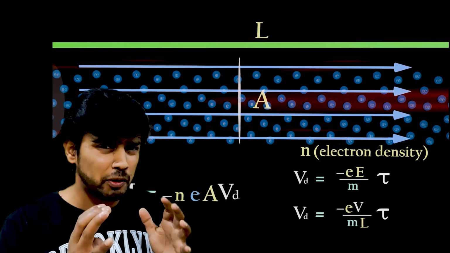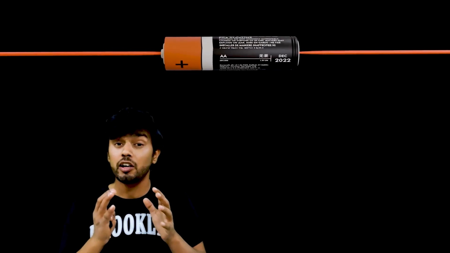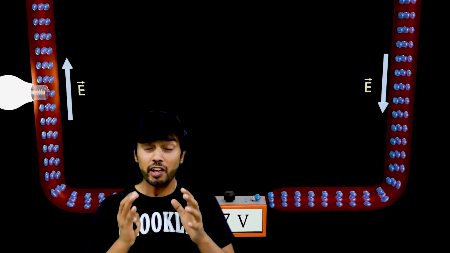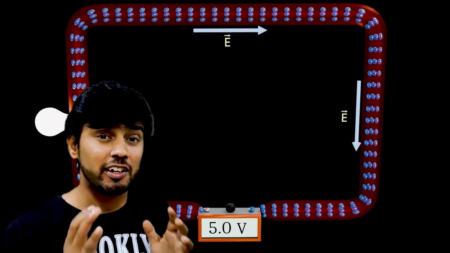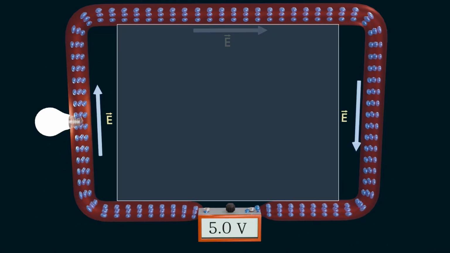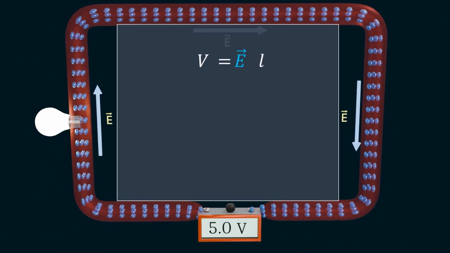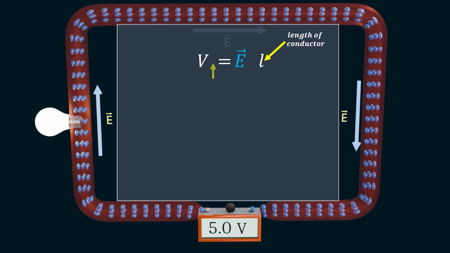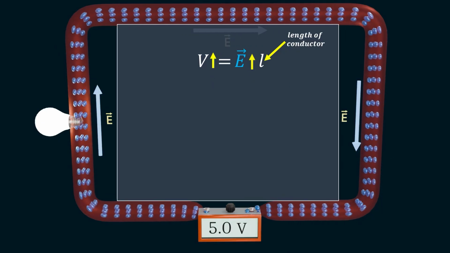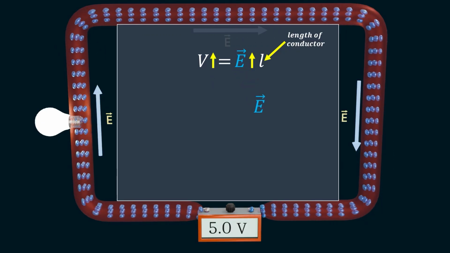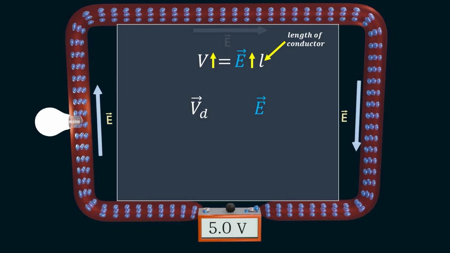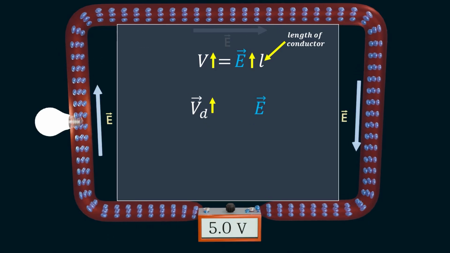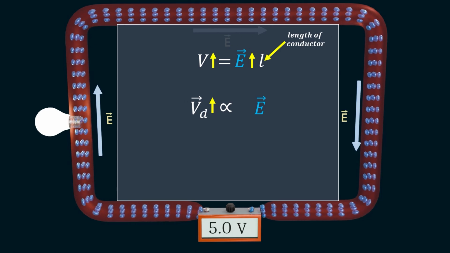Let's see what happens when we increase the voltage using a variable battery. As we increase the voltage, we are actually increasing the electric field inside a conductor. This is because we know that V equals EL, where L is the length of the conductor. So, if voltage increases, the electric field increases. And as the electric field increases, the drift velocity of charge carrier electrons also increases. This tells us that drift velocity Vd is directly proportional to electric field E.